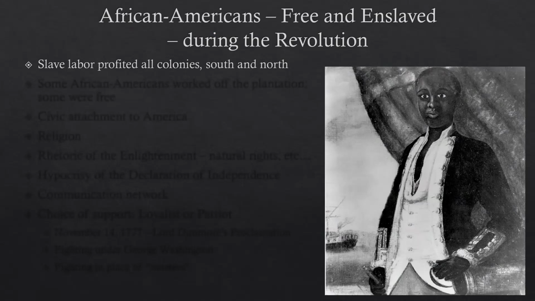Even though they had abolished it in their own colonies, it is a colony-wide problem, not just in the South. The South was just the holdout in abolition.